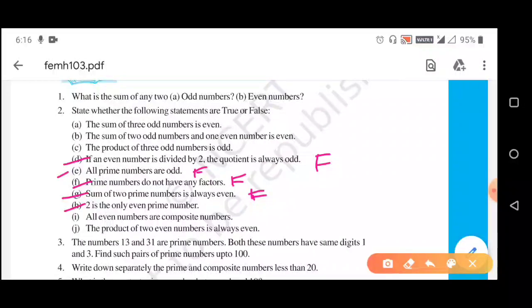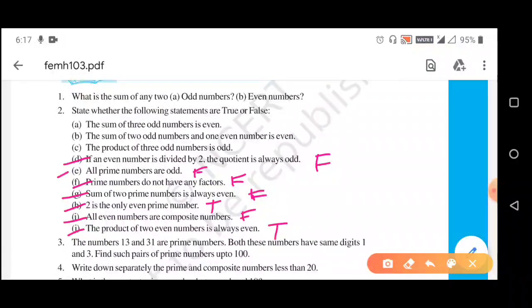Question number H. 2 is the only even prime number. It is true. All even numbers are composite numbers. This is false because 2 is an even number, which is a prime number. The product of two even numbers is always even. So the product of two even numbers is always even is true.